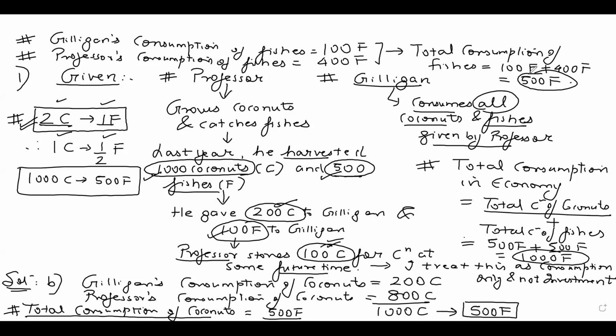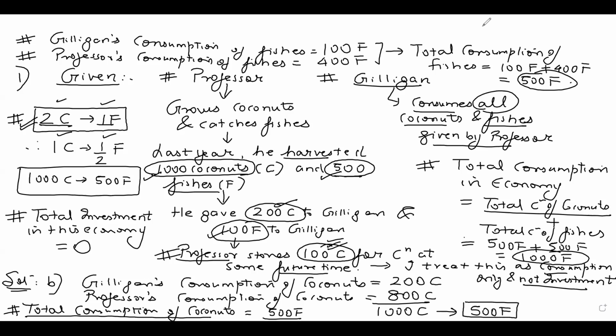And what is the total investment? Total investment is 0, because nowhere in the question is any good used further for production of any other good or service. So there is no investment. Total investment in this economy is equal to 0, because I am treating the professor storing 100 coconuts for future time as consumption and not investment.